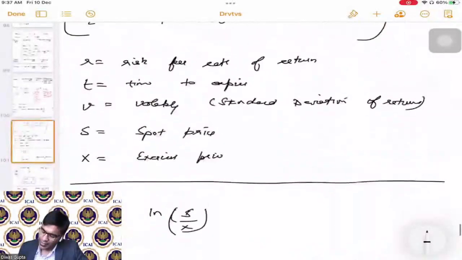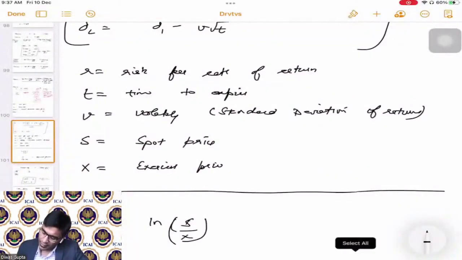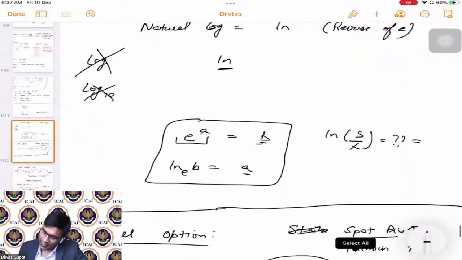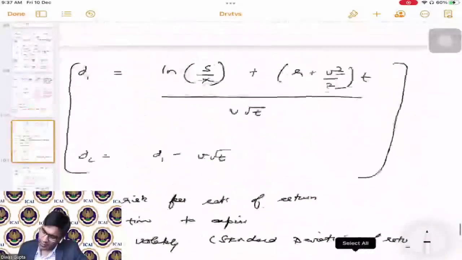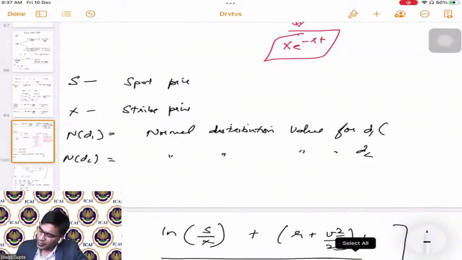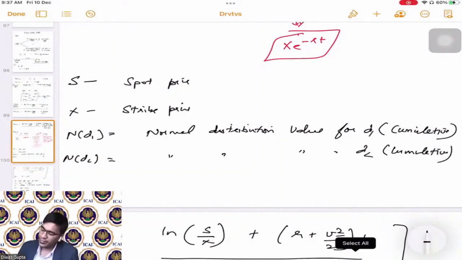So D1 and D2 were this and this. Where are the N(D1) and N(D2) that I've mentioned? Yes, the normal distribution value for D1, cumulative probability. We just put it, not one tail, not two tail. It's always the cumulative value that we have to take. Okay, students, this is a cumulative probability that we have to take.